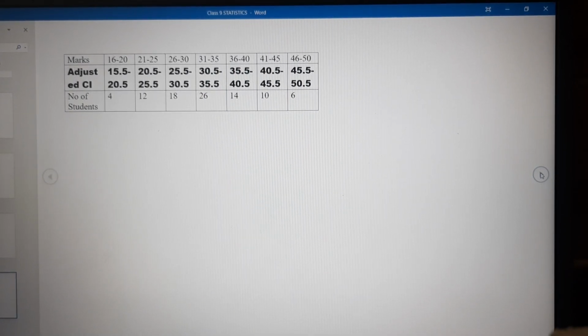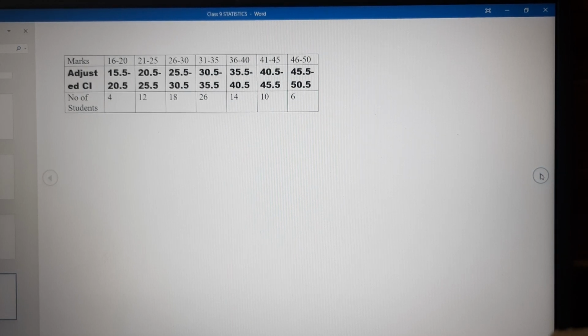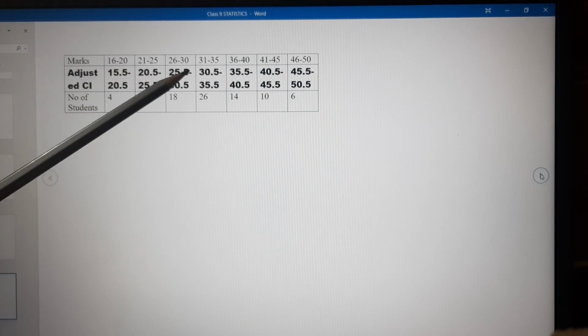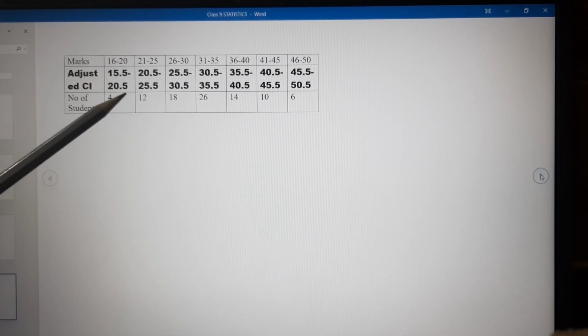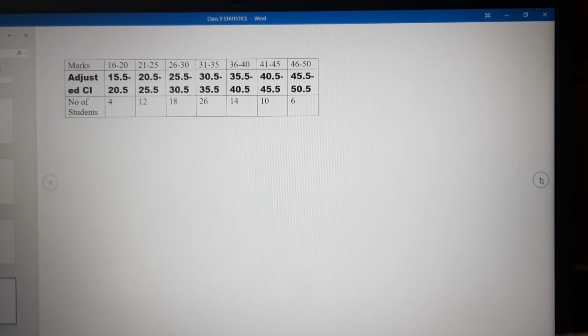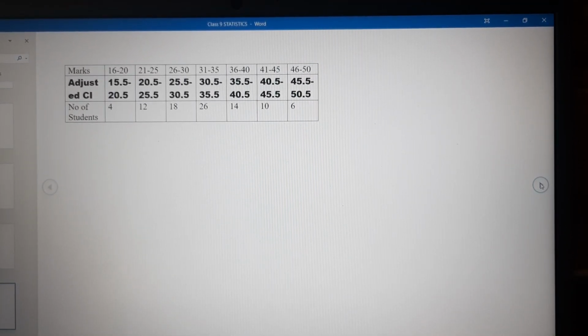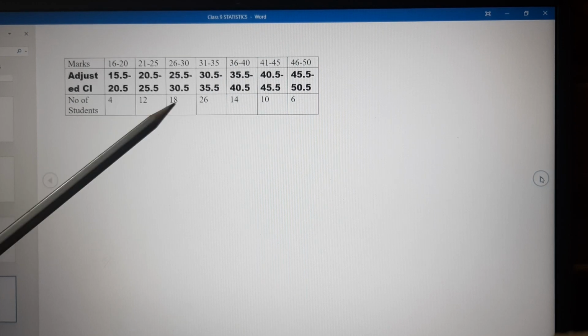So now the next question says that the class intervals are discrete, 16 to 20, 21 to 25. Okay, it is not continuous. So first of all, we have done the adjustment. 0.5 is subtracted from the lower limit, 0.5 is added to the upper limit. So it becomes 15.5 to 20.5, likewise. Clear? Now the number of students are 4, 12, 18, 26.